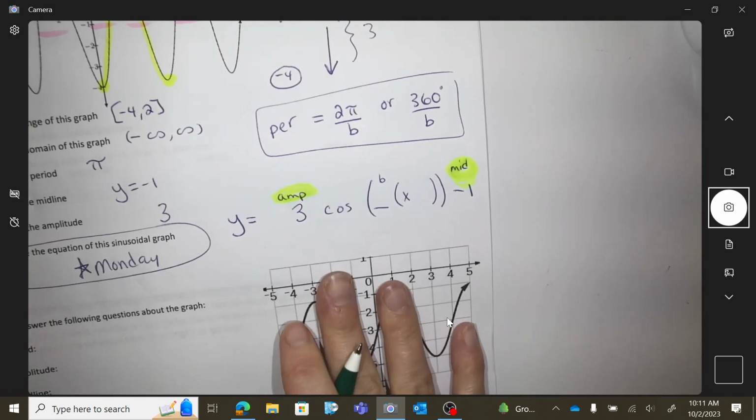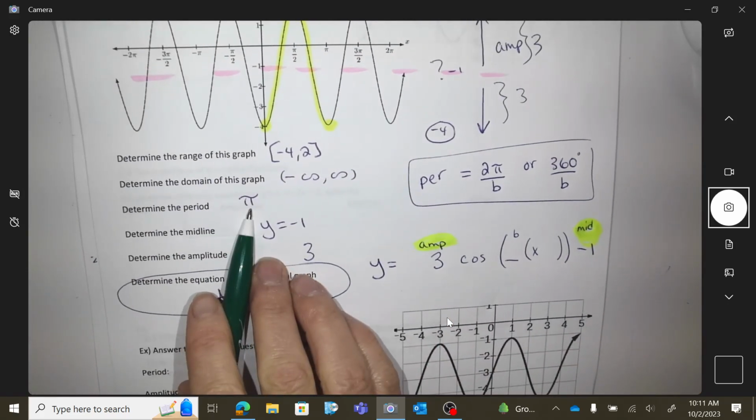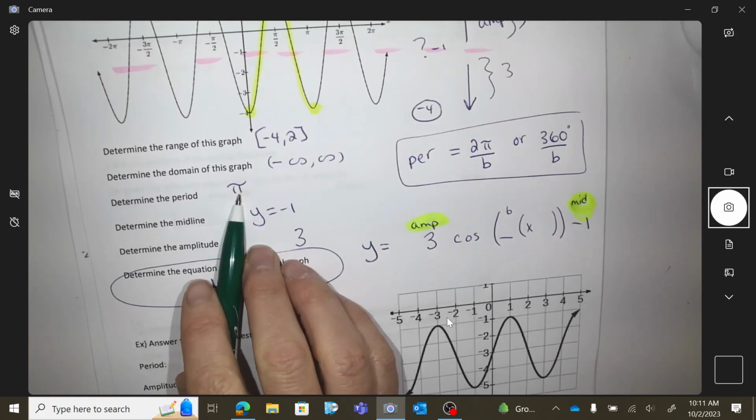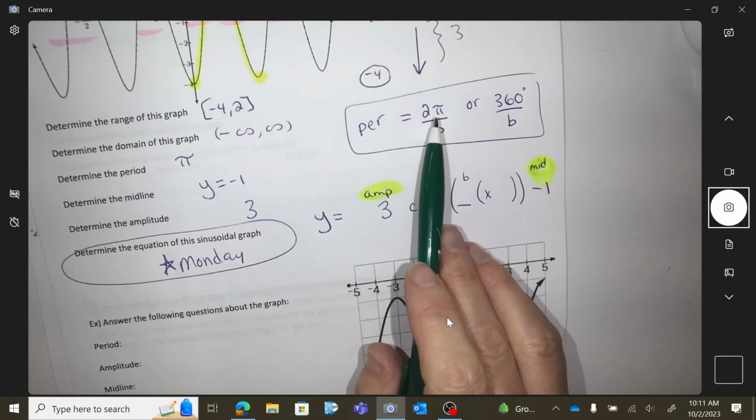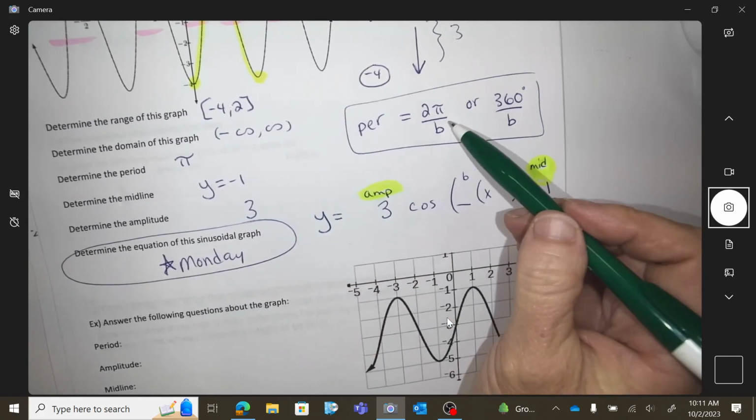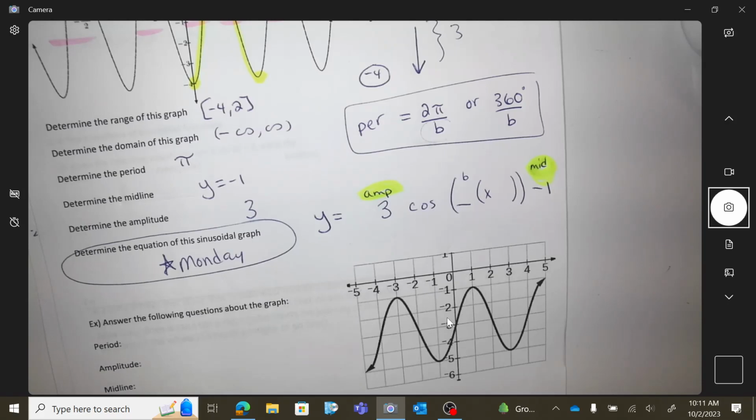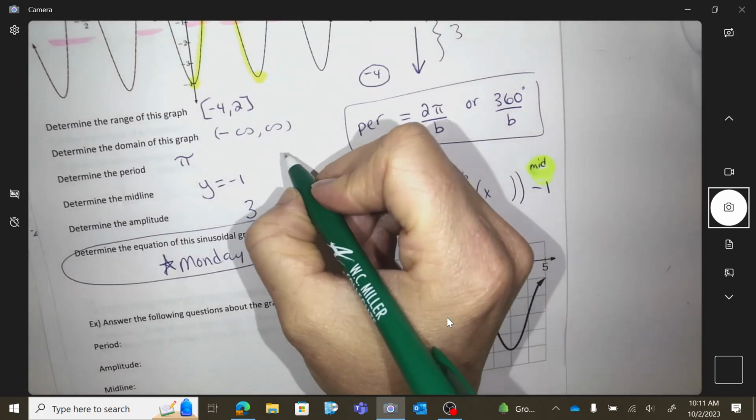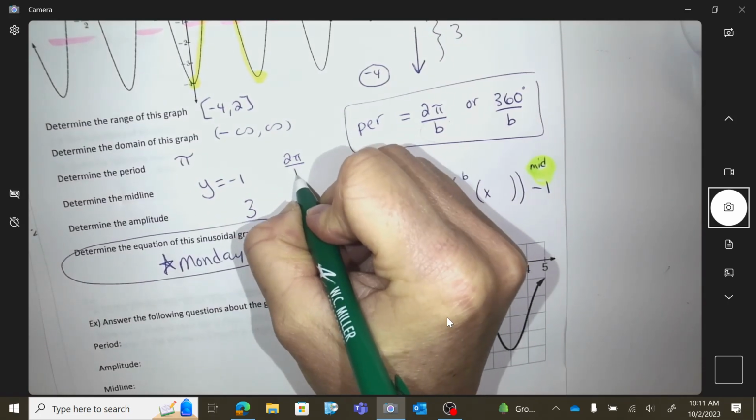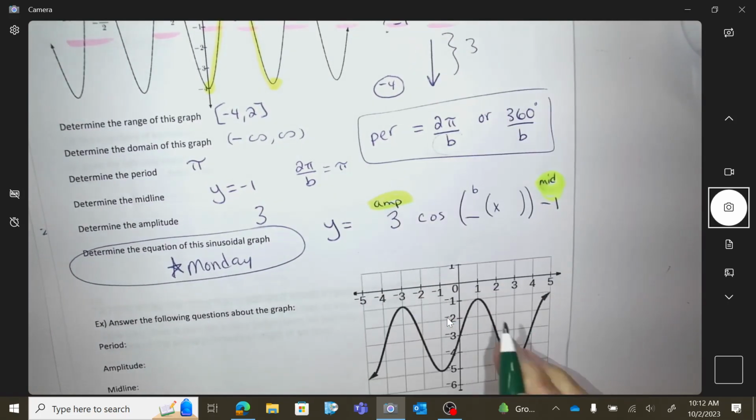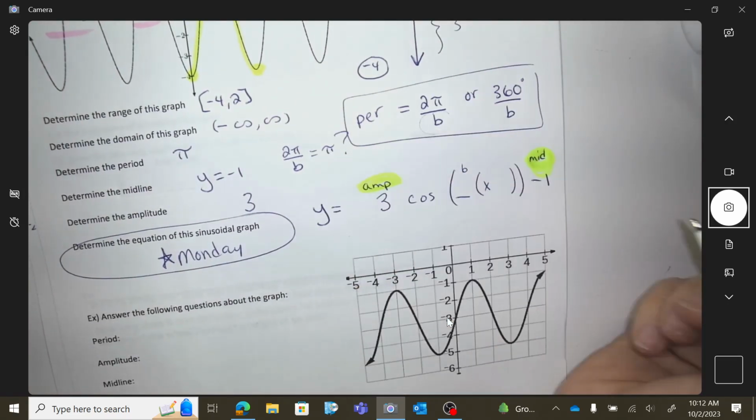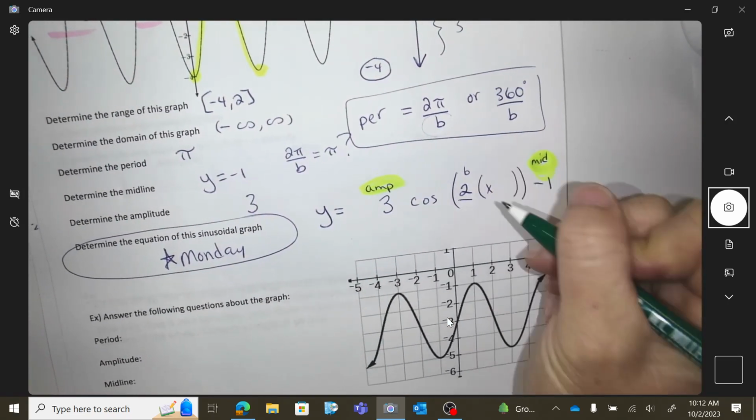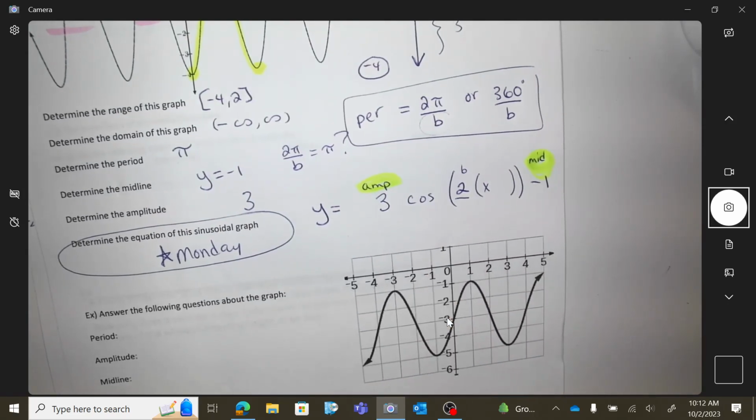Okay, so we have this info. Our period was pi. So if our period was pi, 2 pi divided by what would be pi? Did you pick 2? So therefore this has to be a 2.